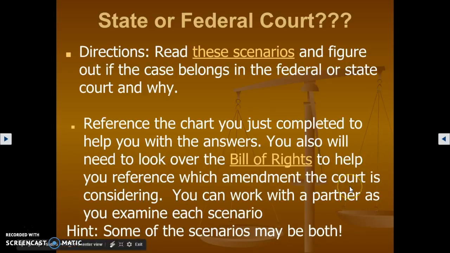And the biggest hint that I can give you with trying to figure out if these are in fact state or federal cases is that many of the scenarios are probably both. So keep that in mind as you're looking at it.